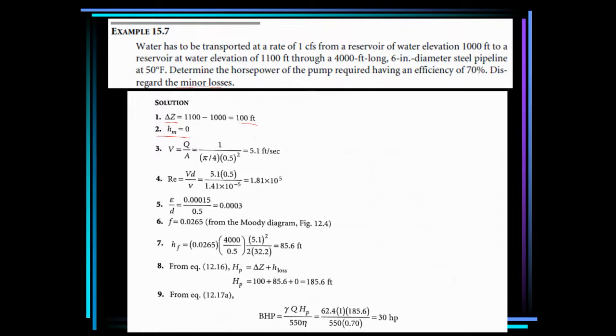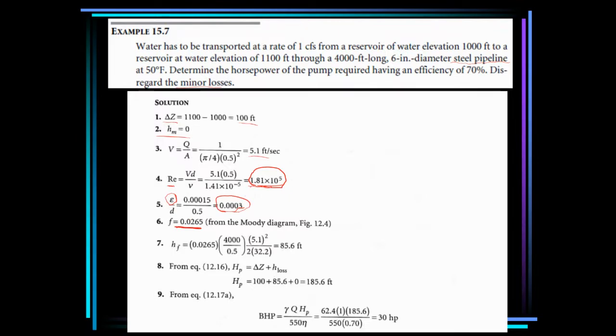So what's the velocity of flow? We have the flow and the area, which we can find by pi d squared over 4. So this is the velocity of flow, and the Reynolds number is Vd over nu. Then for the relative roughness, we have to go to that table and get epsilon, the roughness for the pipe type, steel pipeline, which is 0.0015, and the diameter is 0.5. Then we go to Moody's diagram, which I taught you how to use in the previous lecture. You use this Reynolds number 1.81 times 10 to the 5 and this relative roughness 0.0003 and obtain the friction factor f, which is 0.0265.